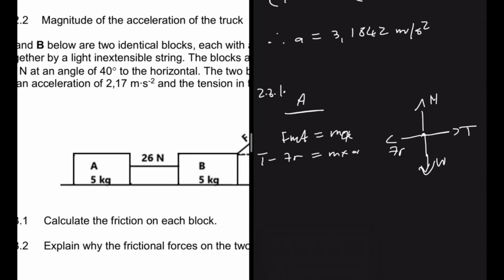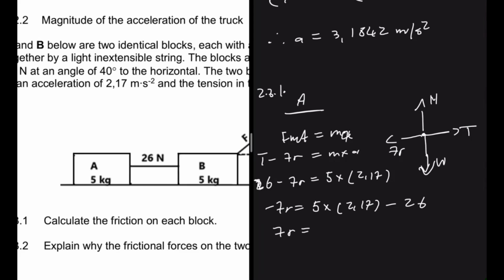So what is the tension? The tension is 26 and then minus frictional force. The mass of the object is 5 kgs and the acceleration is said to be 2.17. So minus frictional force equals 5 multiplied by 2.17 minus 26. So the frictional force acting on object A will be equal to 15.15 newtons. That is the frictional force acting on block A.